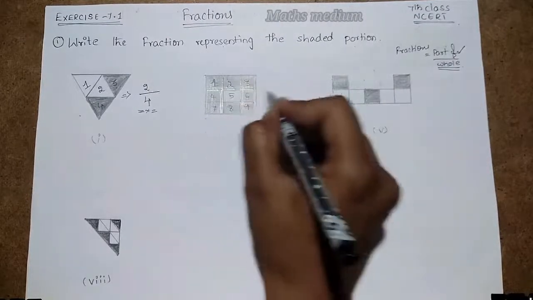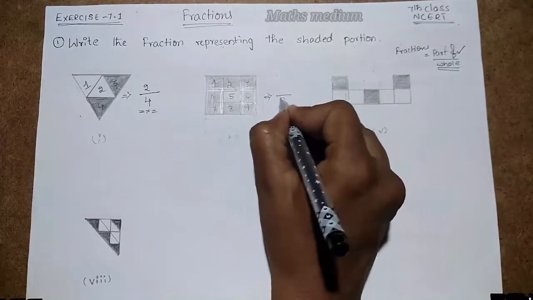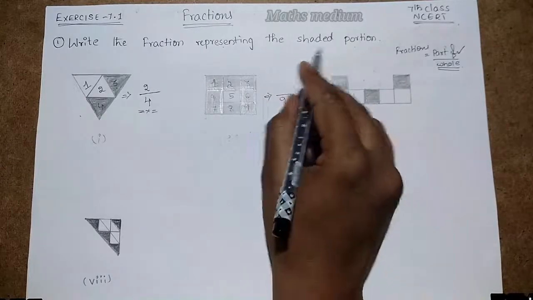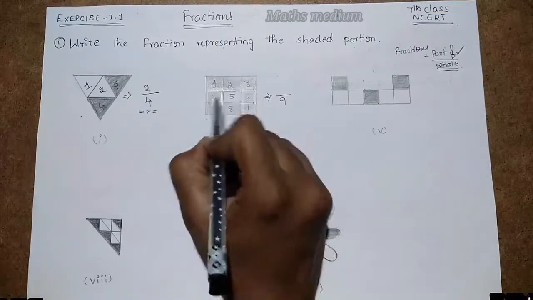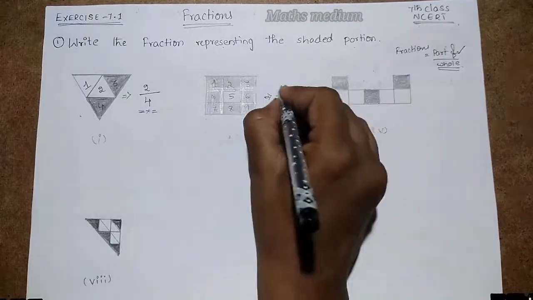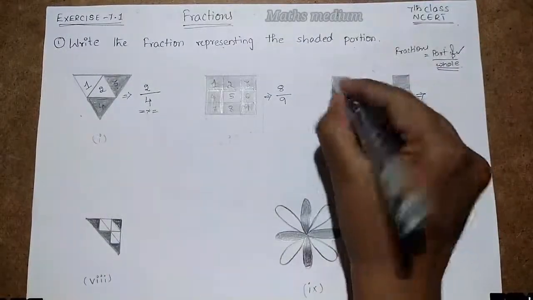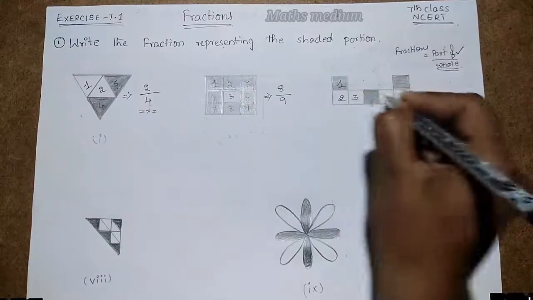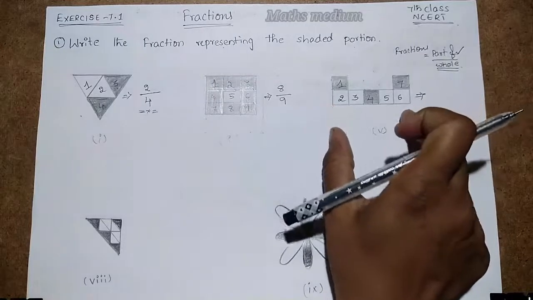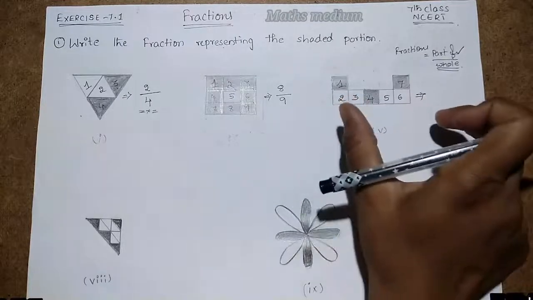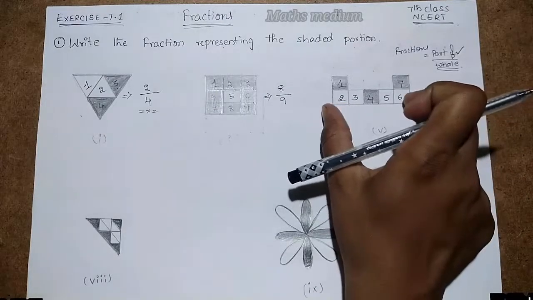9 parts are given, and those are equally divided parts. That 9 should be the denominator, and the shaded portion is said to be the part of the whole. 1, 2, 3, 4, 5, 6, 7, 8. So 8 parts. Similarly here also these are equally divided parts. 1, 2, 3, 4, 5, 6, 7. Here I am writing the numbers for the understanding purpose only.